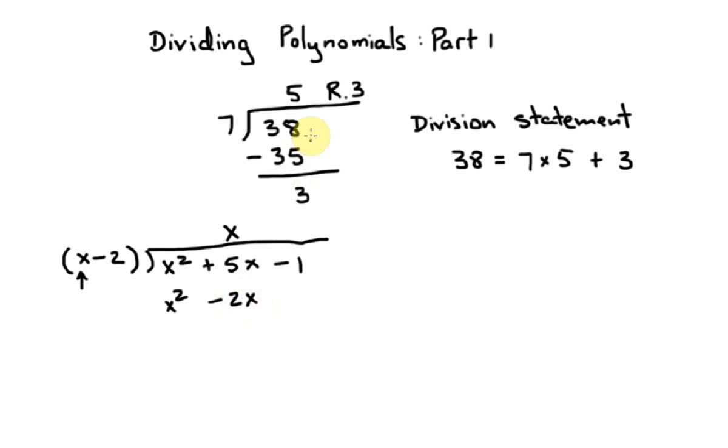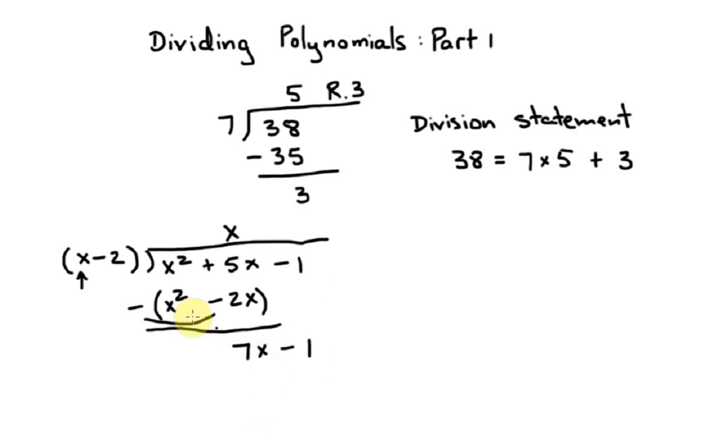Now that's not really any different than what we did up here. We went 5 times 7 is 35. And then what did we do up here? We subtracted. So here, we're going to put brackets and subtract. Okay, so it's really the same process. Now x squared minus x squared is gone. Then I have 5x, and here's a double negative, so it's actually like plus 2x, so that makes 7x. Then I'm going to carry down the next term, which is minus 1.